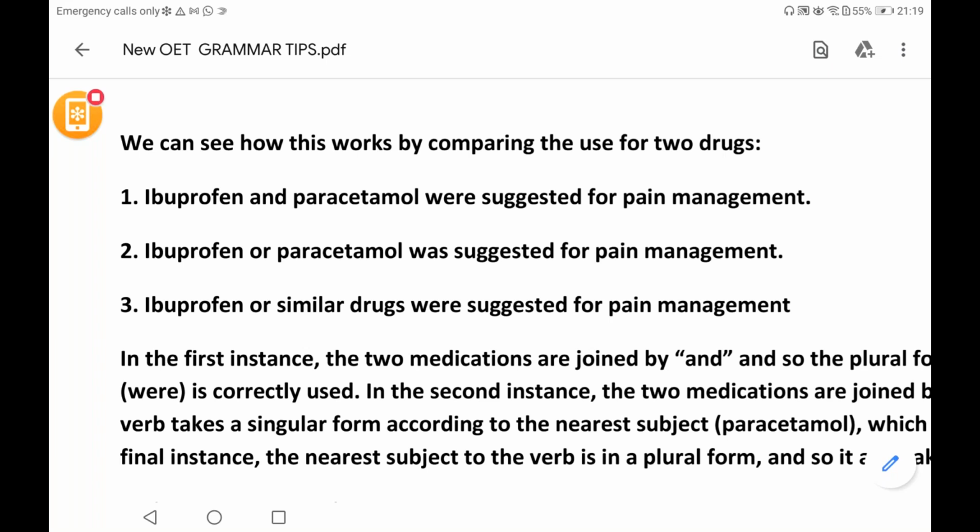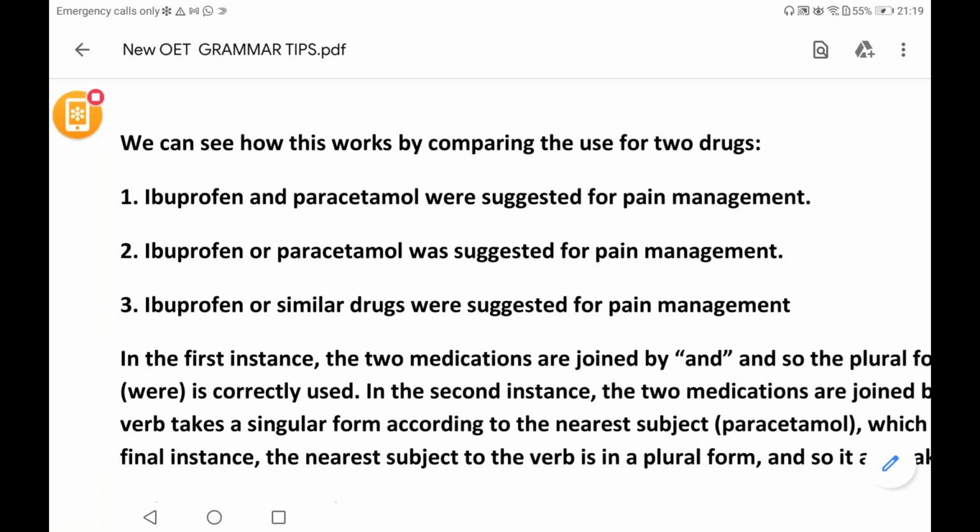Now look at the second sentence. It is ibuprofen or paracetamol. मतलब ये कह रहे हैं ibuprofen या paracetamol, इन दोनों में से कोई एक पेन मैनेजमेंट के लिए सजेस्ट की गई है. दोनों में से एक, तो सिंगुलर हो गया, इसीलिए वहां was लगा है. लेकिन फर्स्ट सेंटेंस में वो कह रहे हैं ibuprofen भी और साथ में पैरासिटामोल भी, दोनों देनी है, तो दोनों प्लूरल हो गए, इसीलिए वहां were लगा.